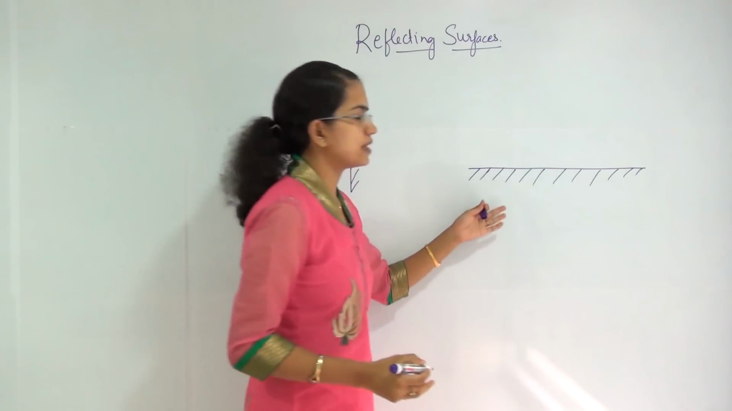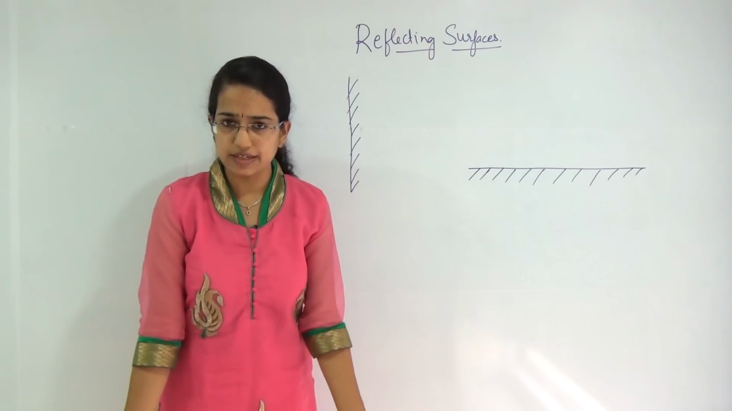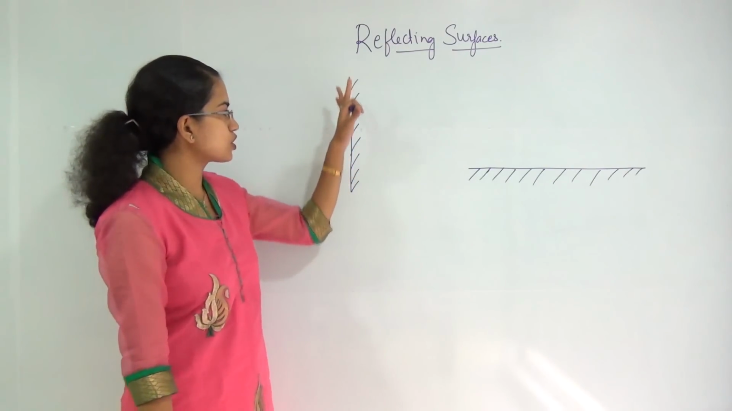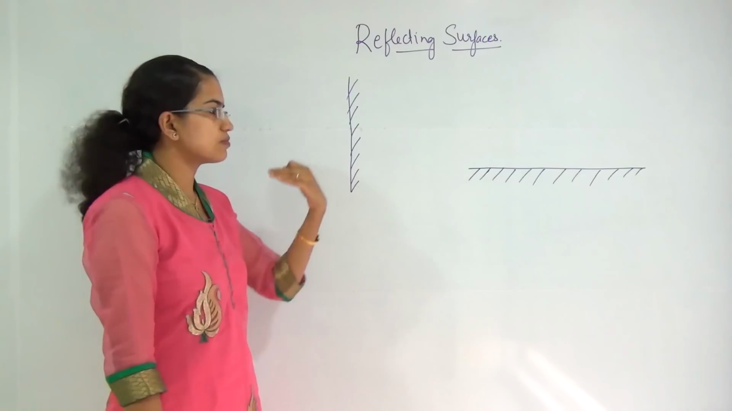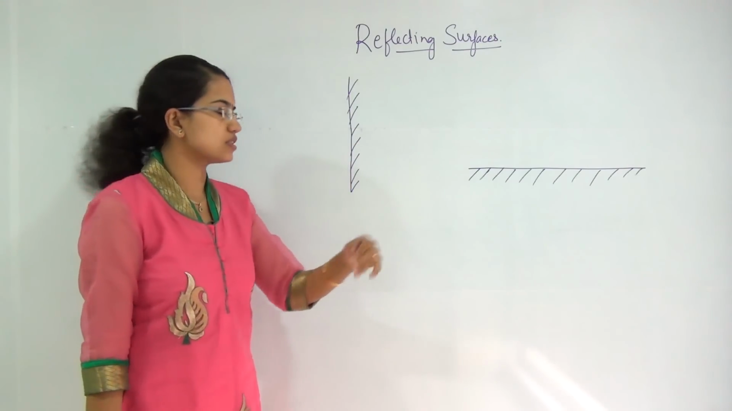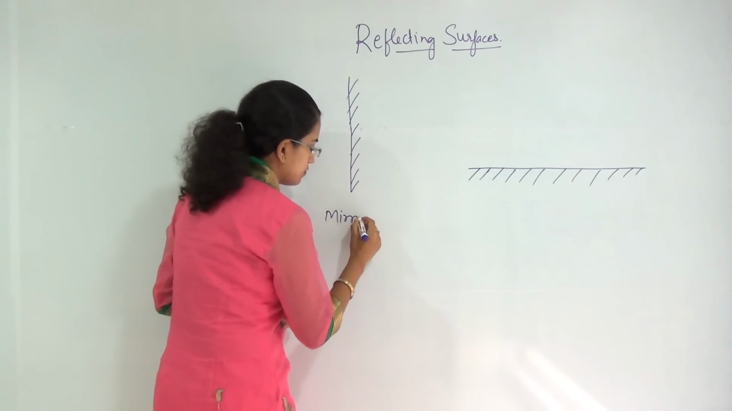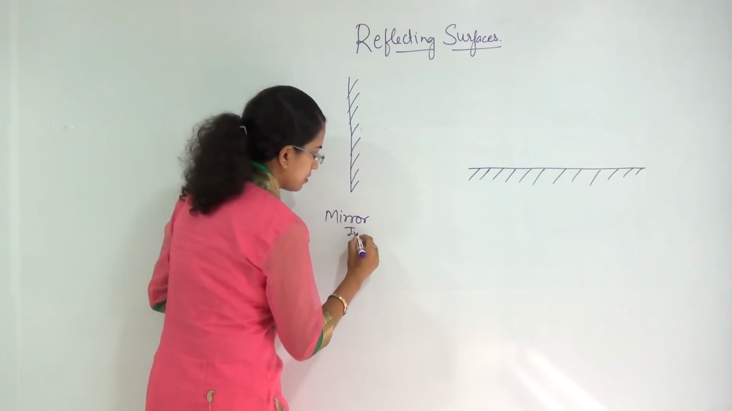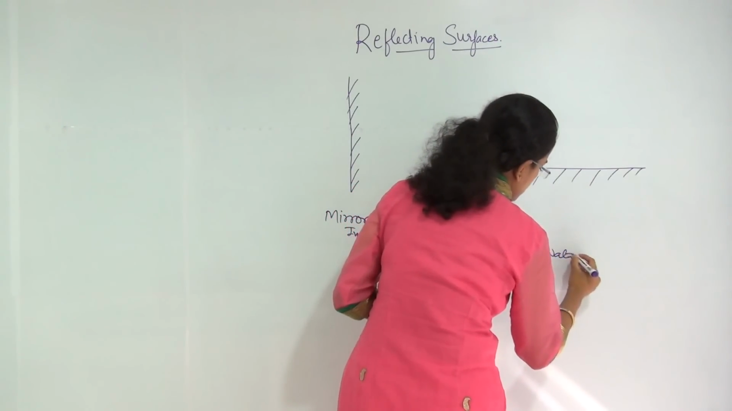Now the most common example of a horizontal surface would be water, where you can see a reflection, and the most common example of a vertical reflecting surface would be a mirror, where you can see yourself. So therefore there is a common terminology which says this is a mirror image and this is a water image.